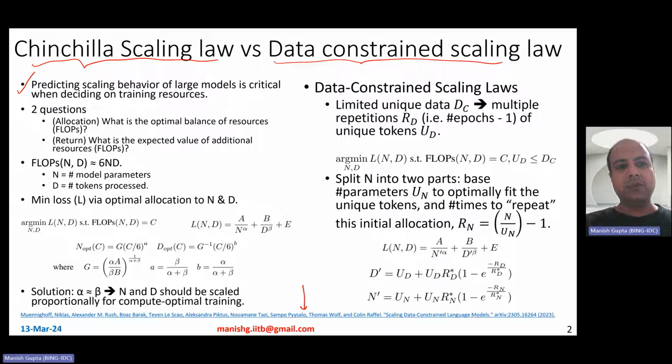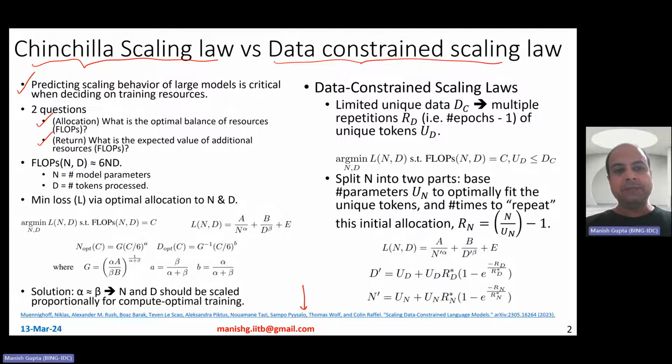So the two questions are: what is the optimal balance of resources? And as I said, the resources could be in terms of pre-training data, or it could be in terms of an increase in model parameters. And if I'm using X compute, and I use 2X compute, what is the ROI? What is the expected value of those additional resources that I put in?